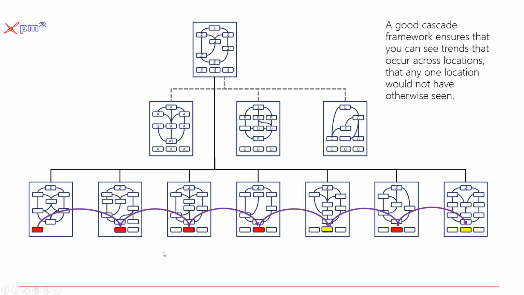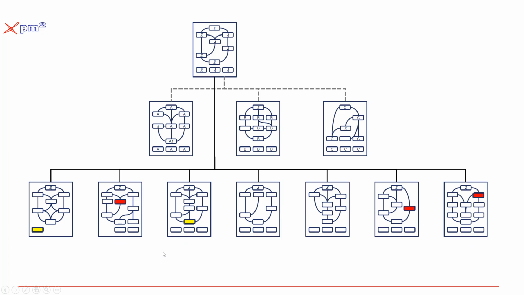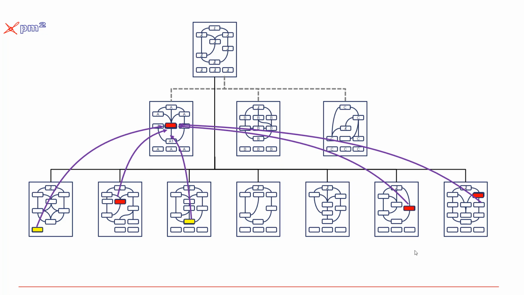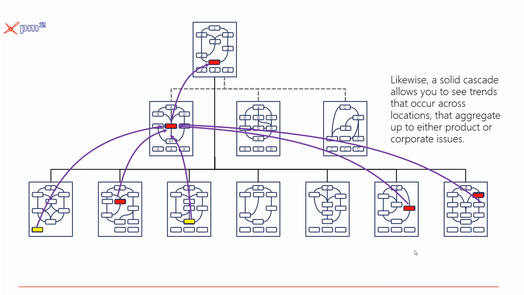Likewise, sometimes we'll see an event that occurs in different ways across some or all locations. And in fact, we discover that that aggregates up to a specific product or even a strategic corporate level issue. And again, if we had these individual operating units as Scott Batter currently has, these overall trends are invisible. And this only occurs if we have this top-down cascade framework in place.